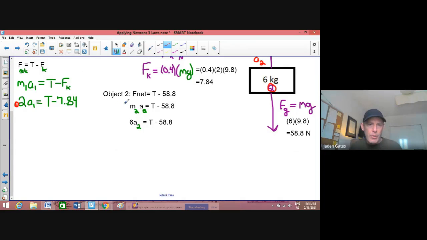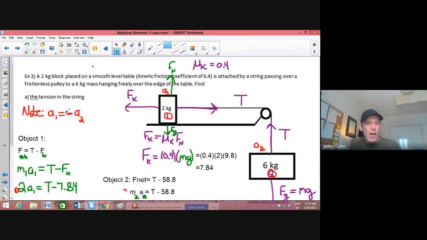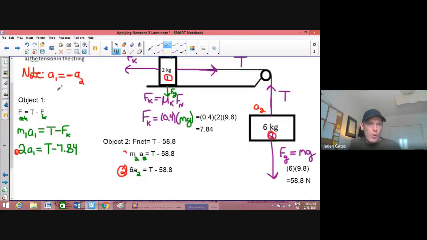So there's one equation. Whoops, there's our second one. Right, I have 3 variables. I've got a T, an A1 and an A2, but look at this. I can get rid of one of these variables because here's the deal. A1 is the same as negative A2. Or I could say the negative A1 is equal to positive A2. The idea here is they're opposites of each other.